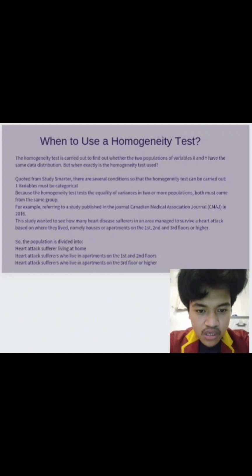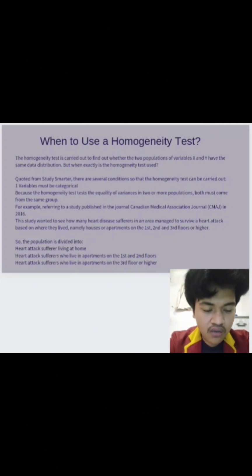So the population is divided into heart attack sufferers living at home, heart attack sufferers living in an apartment on the 1st and 2nd floors, and heart attack sufferers living in an apartment on the 3rd floor.